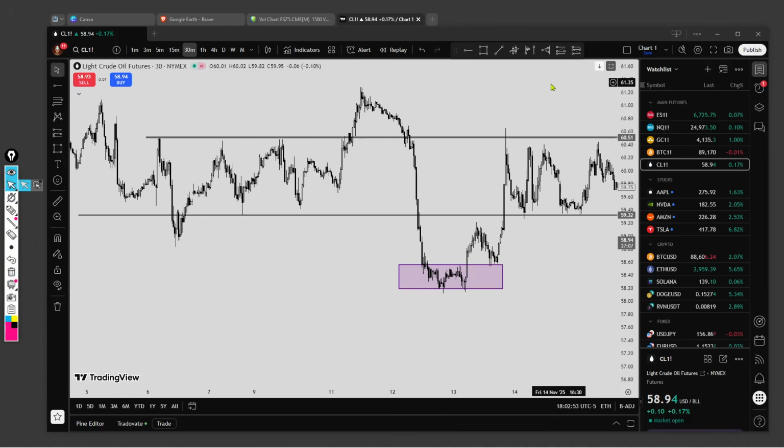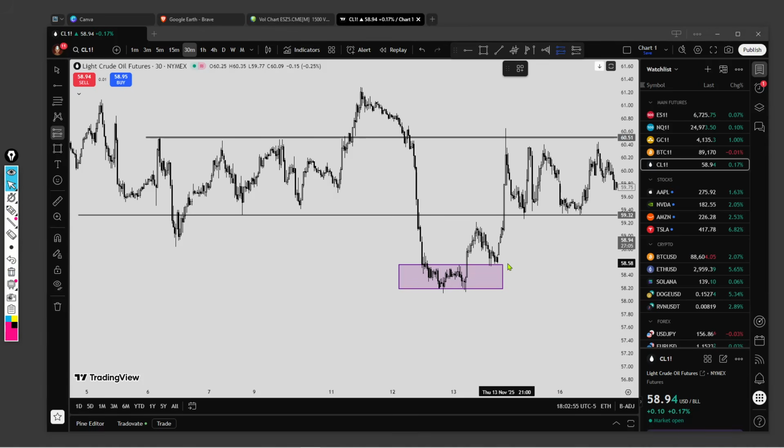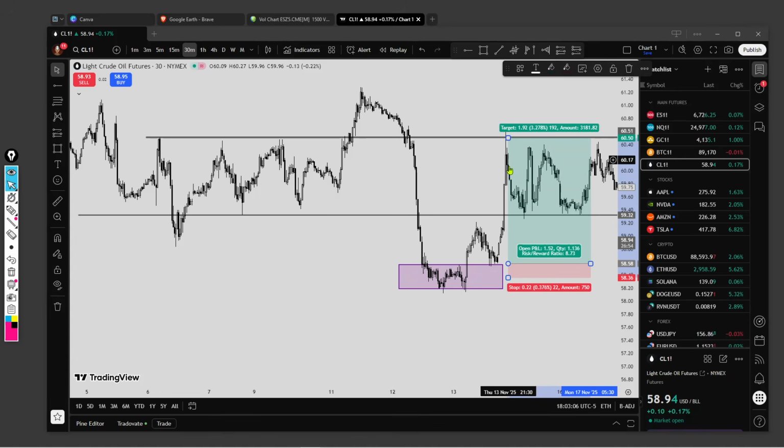So let's take a look. Say you just put it in the middle and you target, even if you target just the range low, that's 3R. If you target the range high, that's 8R, right? Asymmetric risk. You can be wrong a bunch and be right just once, and you make 8 times the money.